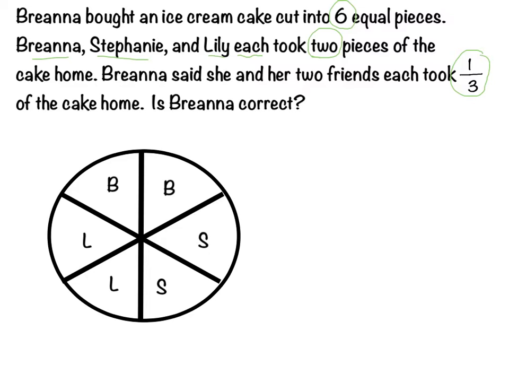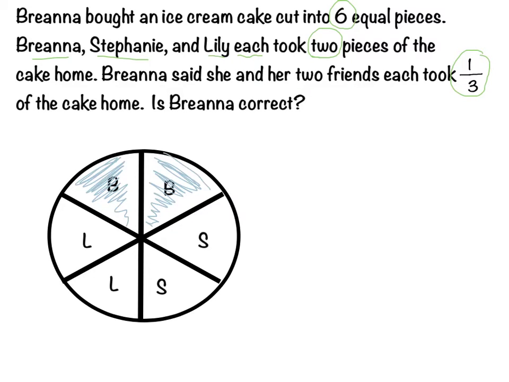model for it. I drew my cake, and then I cut it into 6 equal pieces by drawing a vertical line down the middle, and then I drew 2 crisscross lines. So I drew my 6 equal pieces. And then it says that each of the girls took 2 pieces home. So I labeled each piece of cake with the first letter of the girls' names. So for Brianna, I put a B, and I'm going to shade in Brianna's part in blue to show that this was her 2 pieces.